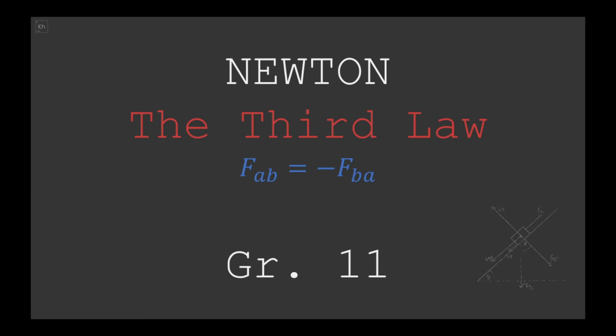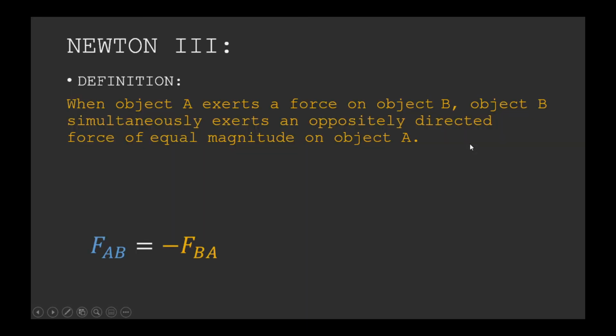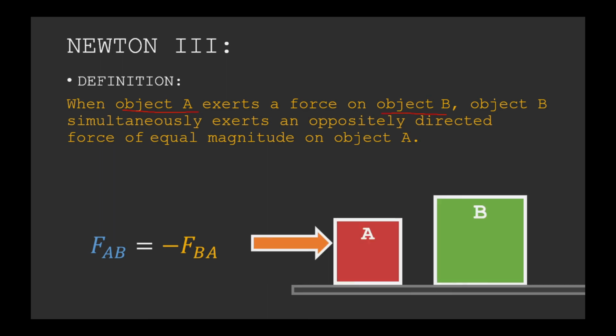And then the third law. So, the third law's definition. When object A exerts a force on object B, as that thunder just did, object B simultaneously exerts an oppositely directed force of equal magnitude on object A. Simply said, this one is best known as, for every action, there is an equal and opposite reaction.